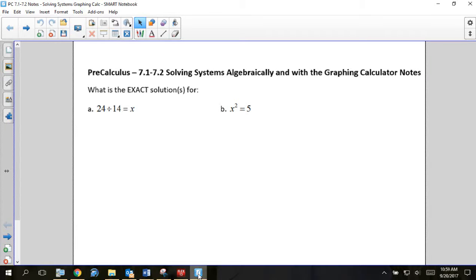What is the exact solution or solutions for A and B? Are you giving the exact solution right now? Okay, what do you think the exact solution is? I can't hear you.